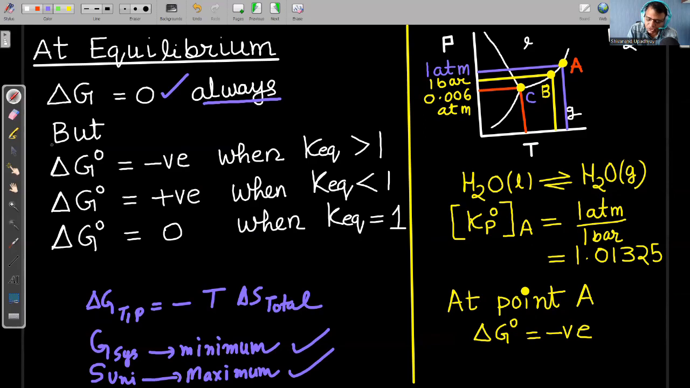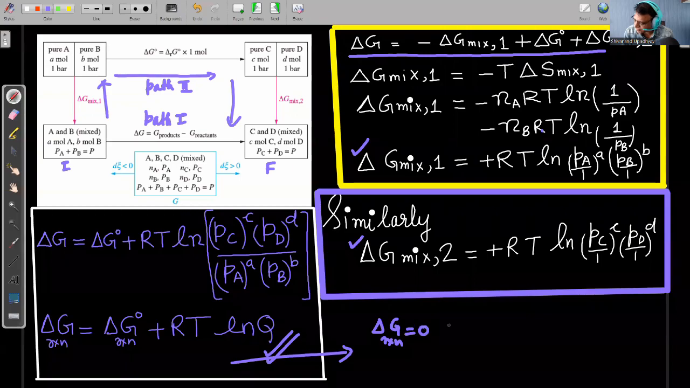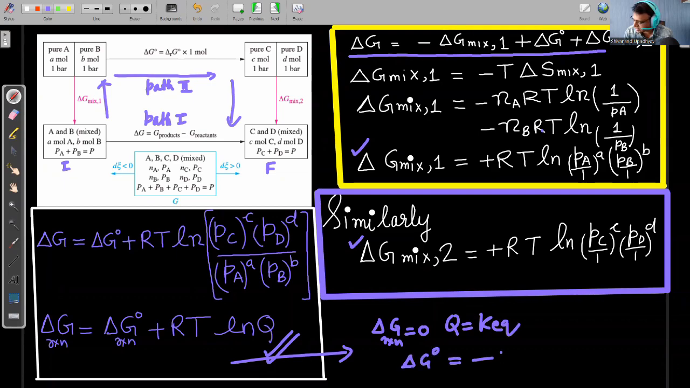But delta G naught reaction will depend on the value of the equilibrium constant. Because in this equation, if I say that the value of delta G reaction is equal to 0 at equilibrium, it means the value of reaction quotient is equal to equilibrium constant. From there I can write that delta G naught of the reaction is minus RT ln equilibrium constant. So depending upon the value of equilibrium constant, the value of delta G naught will depend.